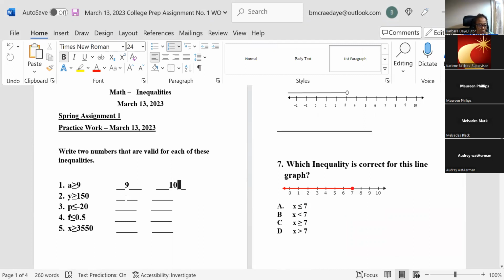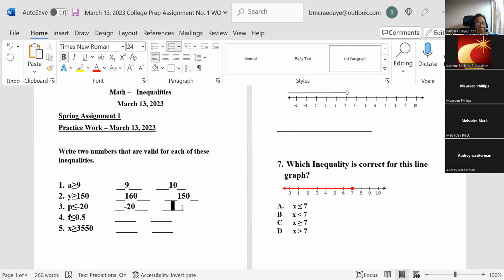Y greater than or equal to 150. I have 160 and 150. Okay, 160, that's a greater, and 150 is an equal. And less than or equal to a negative 20. What did you have? Negative 18. Negative 20, less than or equal. Negative 20 is correct for an equal. What is less than? Negative 18. Negative 18 is bigger than negative 20.